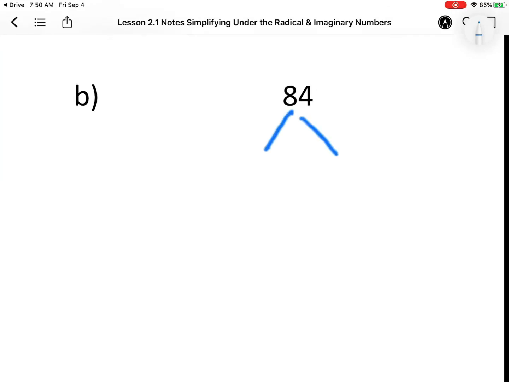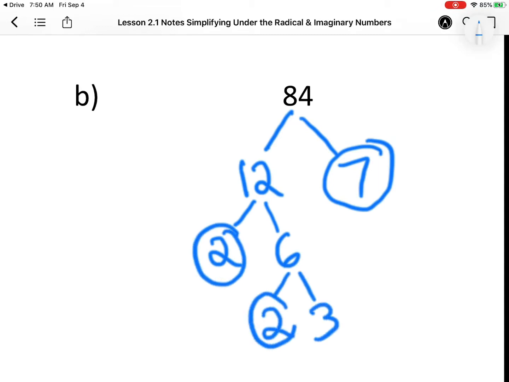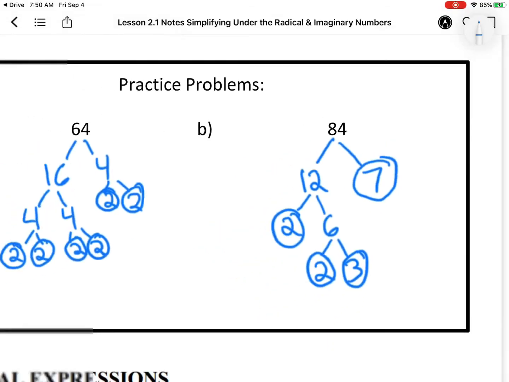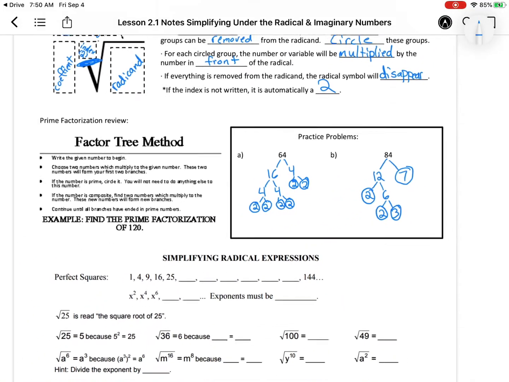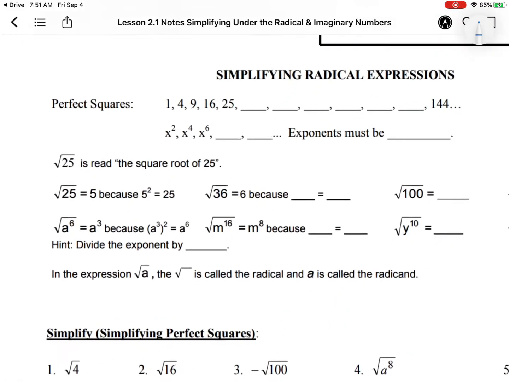Let's look at 84. What times what gives us 84? We'll start with 12 and 7. There are other combinations. 7 is prime. 12 is not, so I'm going to expand 12. 2 and 6. 2 is prime. 2 and 3. 2 times 3 is 6, and 2 and 3 are prime. So that would be your prime factorization.